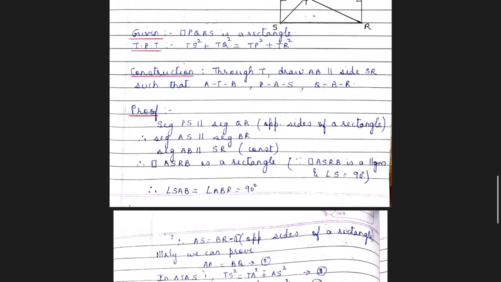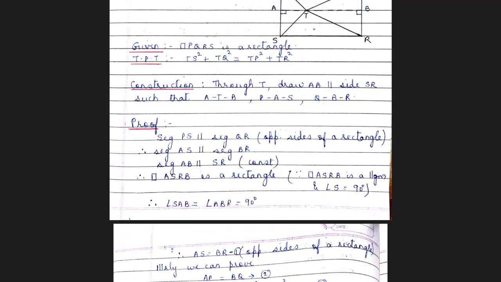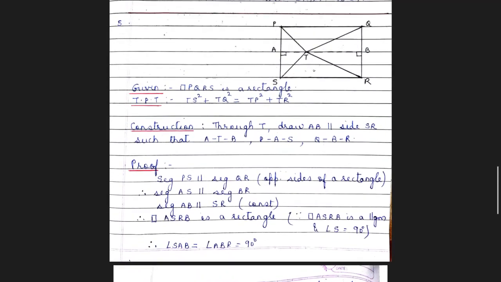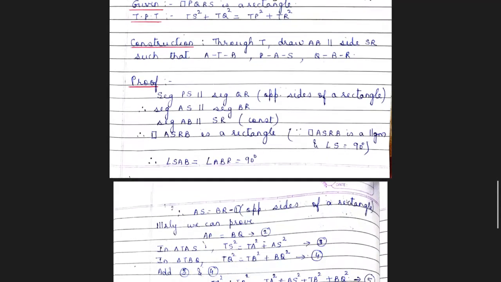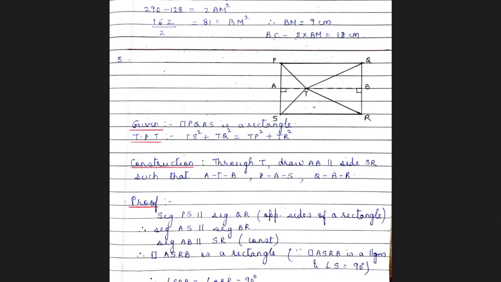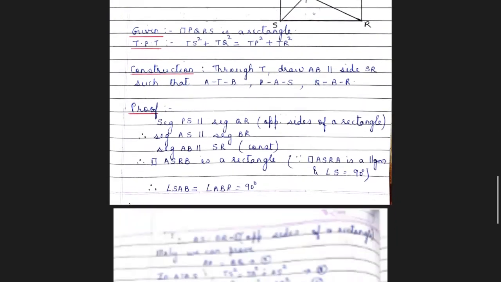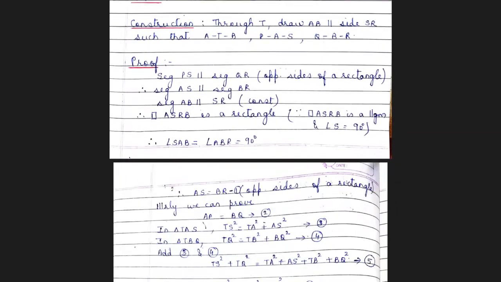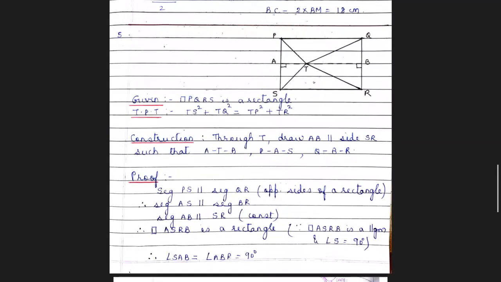Now, AS is equal to BR. What is the reason? They are opposite sides of a rectangle. So mark it as equation number 1. Similarly, we can prove AP is equal to BQ. Okay, that's equation number 2. Again, it forms a rectangle and therefore opposite sides are congruent. That's equation number 2. Now, take triangle TAS.